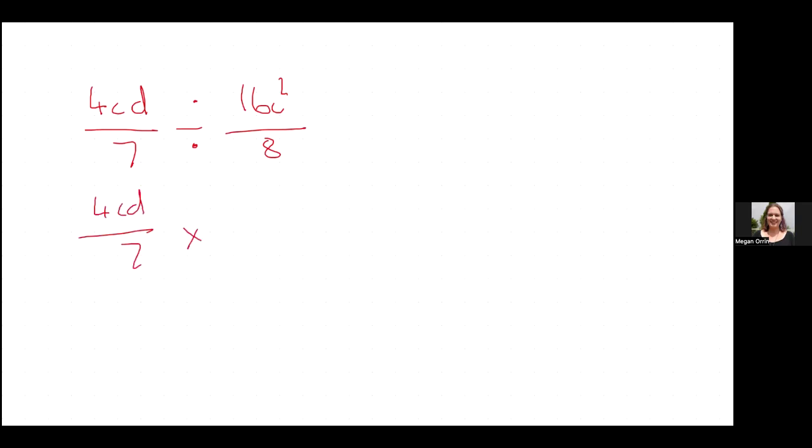All right, 4cd over 7 divided by 16c² over 8. All right, so am I flipping them both? Oh, what am I flipping? Just the one on the right. Good. So we just flip this one, and then straight across the top gives us 32. Straight across the bottom, 7 times 16 is 112c². Feel free to use a calculator if you can't do it in your head. All right, let's simplify.